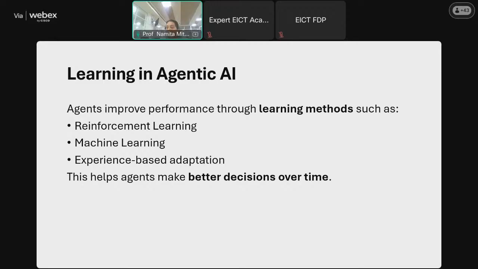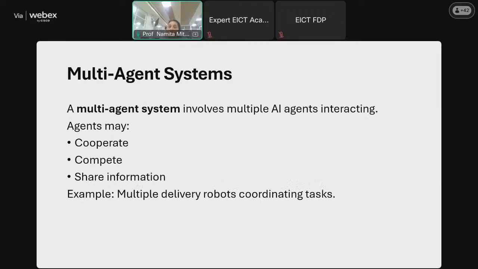So how does it happen? Agents improve performance through learning methods. Reinforcement learning is there, machine learning, experience-based adaptation. This helps agents make better decisions over time. And it keeps on storing the decisions taken, and it becomes the training data for them. Right? If something is being done again and again, then it becomes part of the training data. So training is not once, it keeps on going.